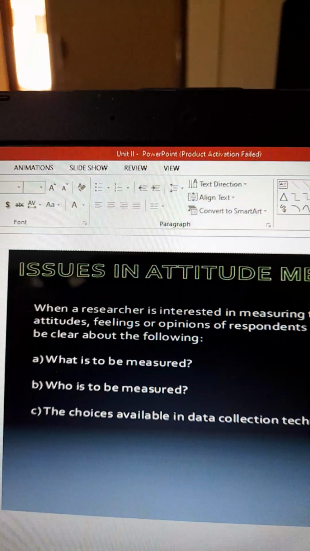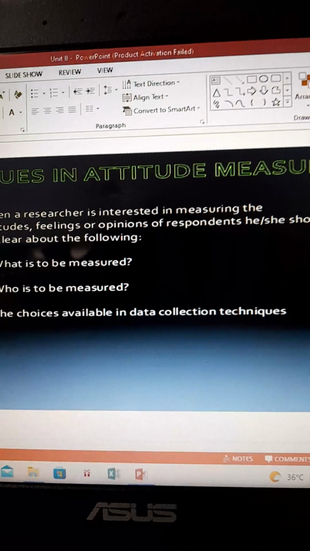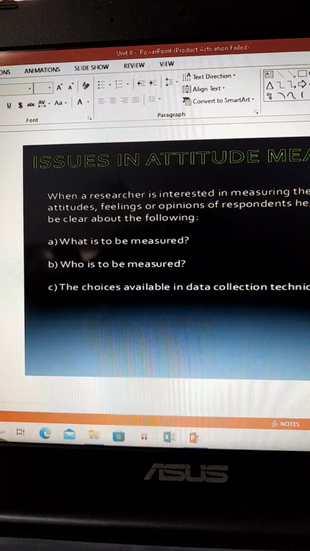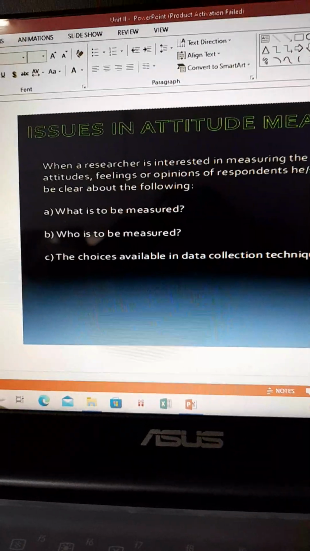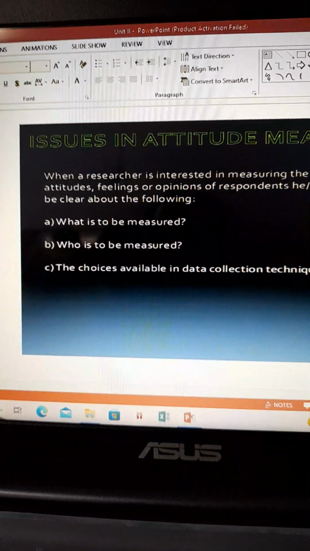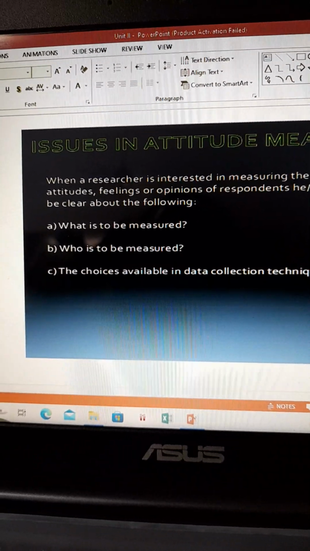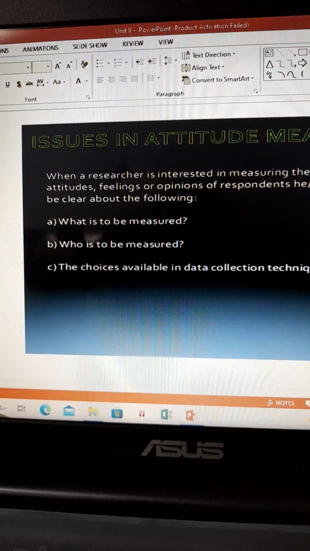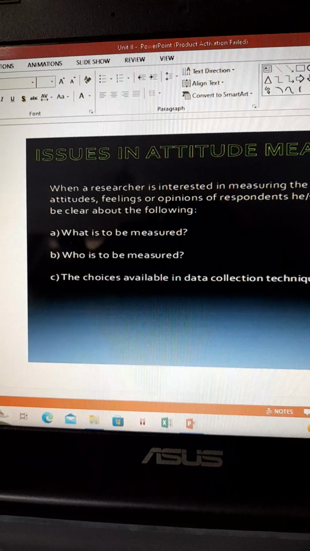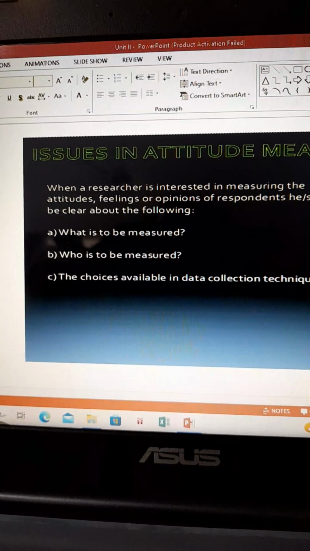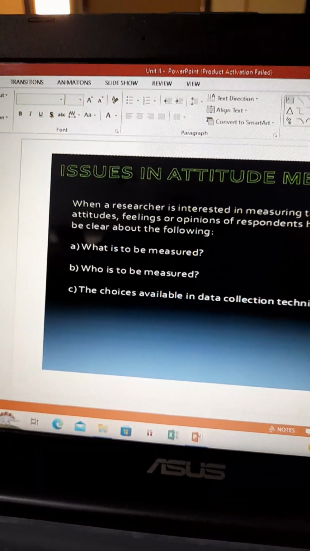Now let us see the issues in measurement. When a researcher is interested in measuring the attitude, the feelings or opinions of respondents, he or she should be clear about the following. That is, what is to be measured, who is to be measured, and the choices available in the data collection techniques. So we'll see once again, what is to be measured has to be seen, who is to be measured has to be seen, and the choices available in the data collection techniques.